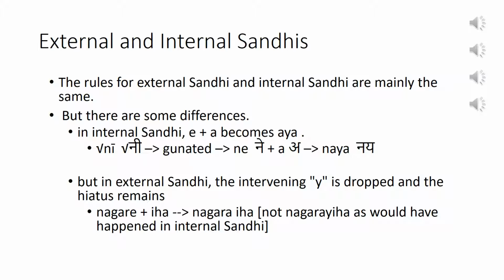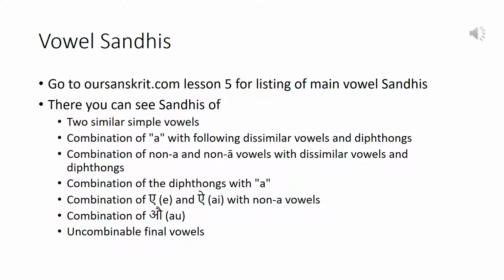But in external sandhi, the intervening y is dropped and the hiatus remains. Therefore, nagare plus iha becomes nagare iha, not nagaraya iha, as would have happened in internal sandhi. In these lessons, we will mainly deal with external sandhi. We will mention any different rule for internal sandhi only if and when required. Please go to oursanskrit.com lesson 5 to see a detailed listing of all the main vowel sandhis that are shown here.